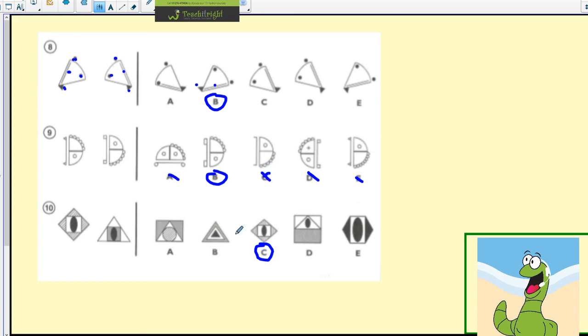Question 10. Each figure on the left contains a quadrilateral and an oval inside of a large shape. Each shape must be shaded differently. So you have to have different shading each time, which is the only one that gives us C.